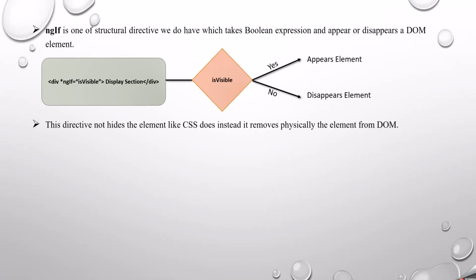What's next? The directive does not hide the element like CSS. This is one more important point that I'm going to prove right away. Whenever we apply ngIf, it entirely removes the physical element from the DOM. It's not like it is going to attach something with the cascading style sheet and just make the element not appear. It won't hide, instead it will remove it entirely. So let's see how we can prove this.